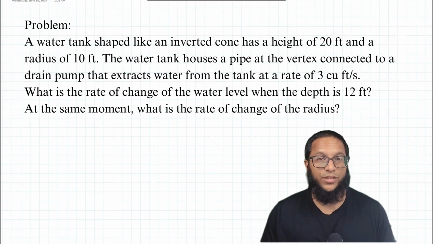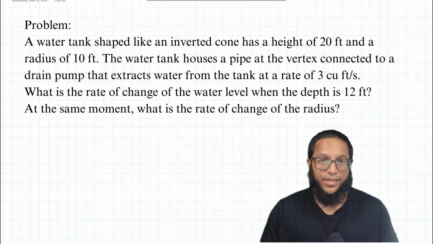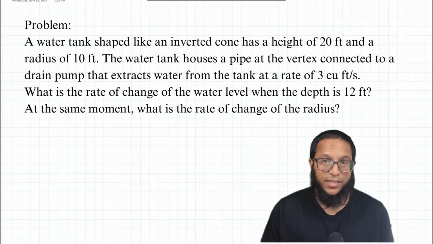As always, we want to get started by reading the problem and getting an understanding of it. And this problem says, a water tank shaped like an inverted cone has a height of 20 feet and a radius of 10 feet. The water tank houses a pipe at the vertex connected to a drain pump that extracts water from the tank at a rate of 3 cubic feet per second.